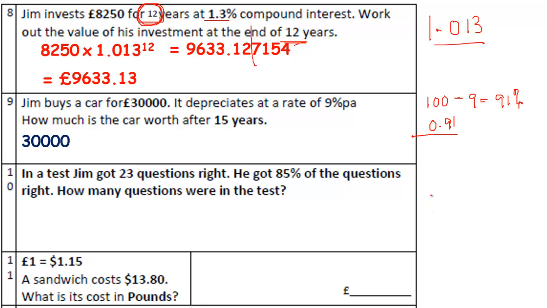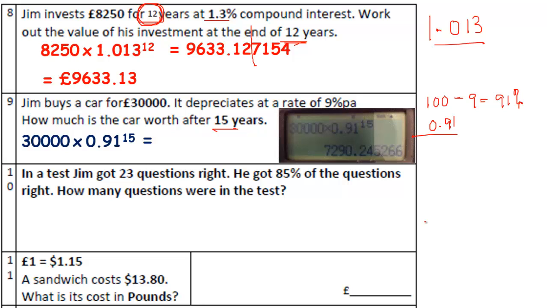So I'm going to do my maths. 30,000 times 0.91 to the power of 15 because it's 15 years. On my calculator, this is what it should look like. And if I write this to 2 decimal places, I need to round up. If you think about this, the next number along is a 5, so I need to change that 4 over there, increase it up by 1, so my answer is 7,290.25.